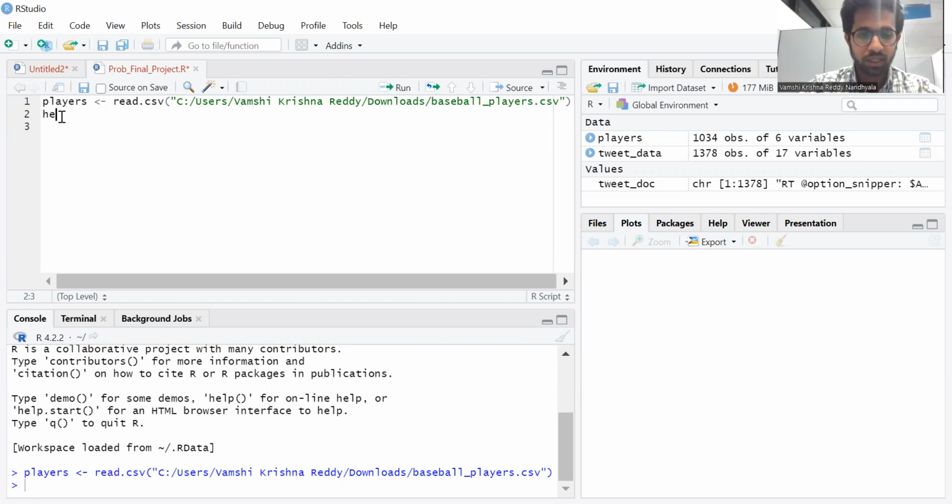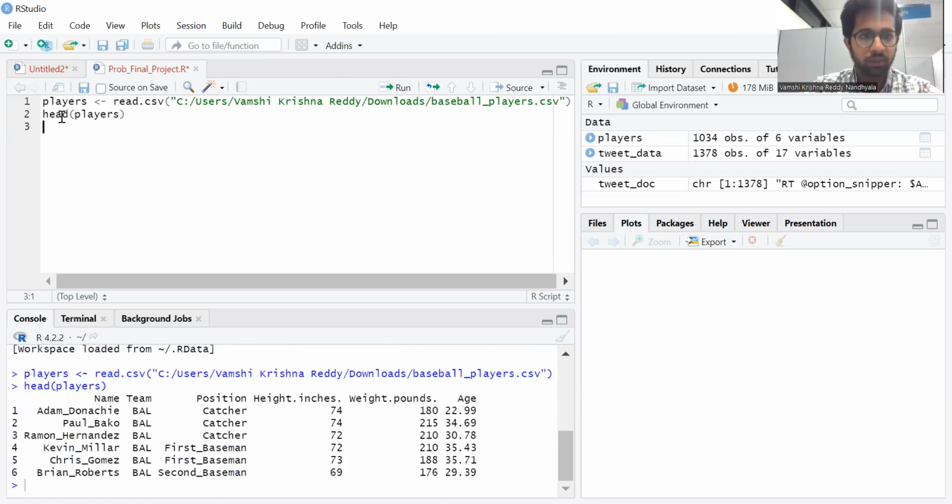Let us check what's there in the data. Head of players gives us the first five records present in the data set. So we have name, team, position, height in inches, weight in pounds, age. These are different player names, and teams are different again, and position, and these are numerical values that we can see over here.